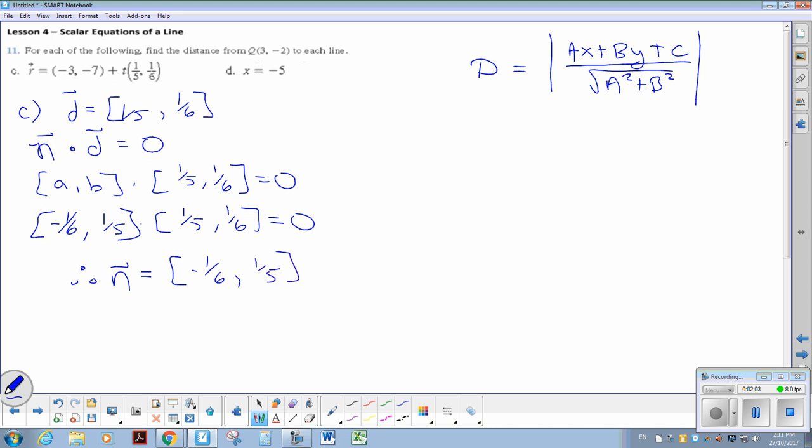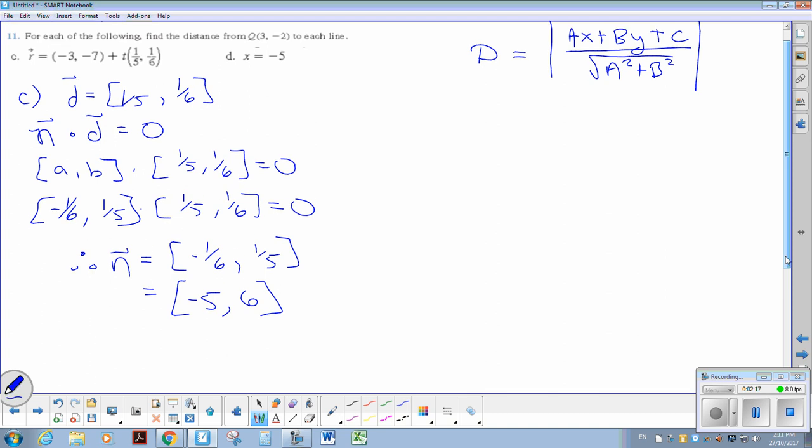I really don't want to deal with fractions. Let's multiply through by 30. So we'd end up with -30/6, so -5, and 6. So there's our normal. Now we need to get it in standard form.